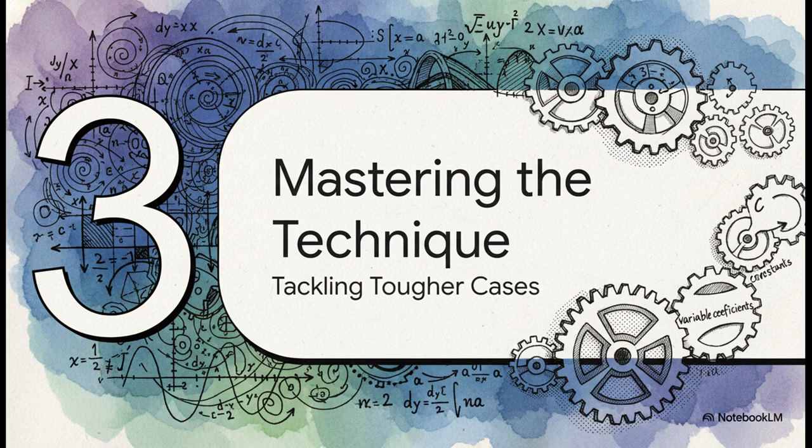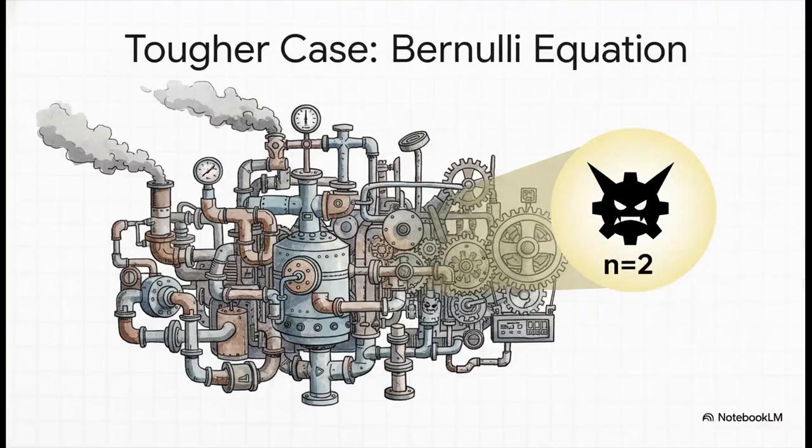But you might be thinking, sure, that works for the easy ones. But what happens when the problems get messier? What if we have variable coefficients instead of simple constants? Great question. Let's take a look at this tougher case. Yeah, it looks a lot more intimidating with those fractions and x cubed terms.